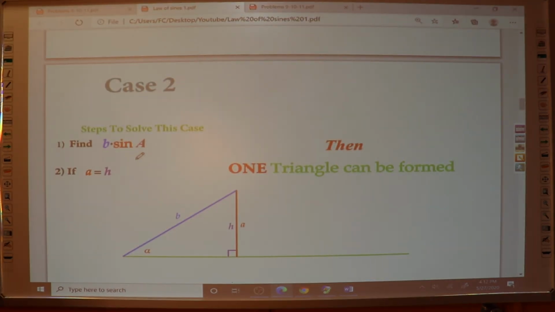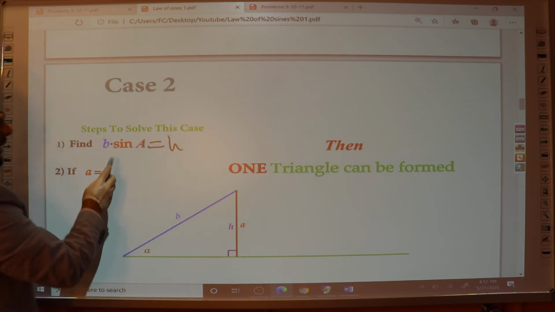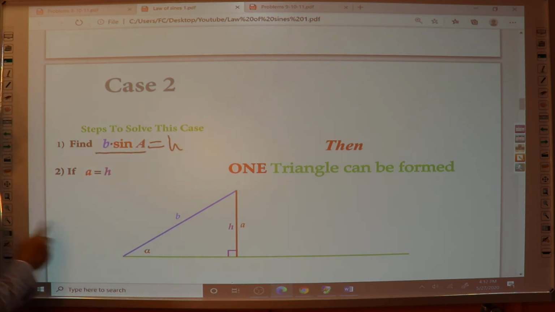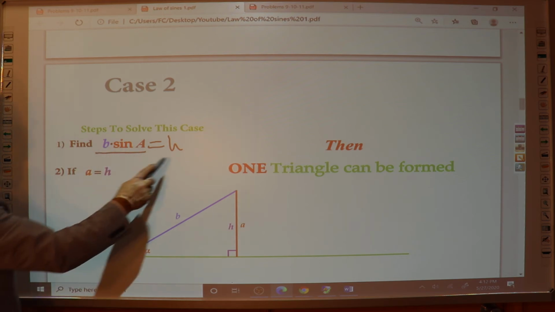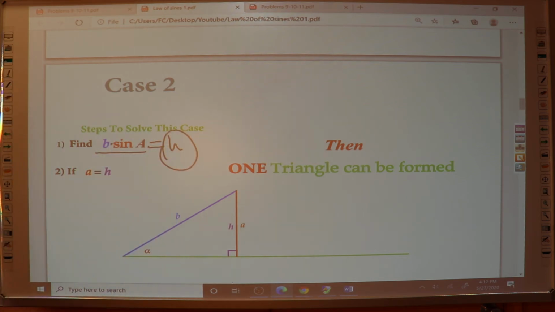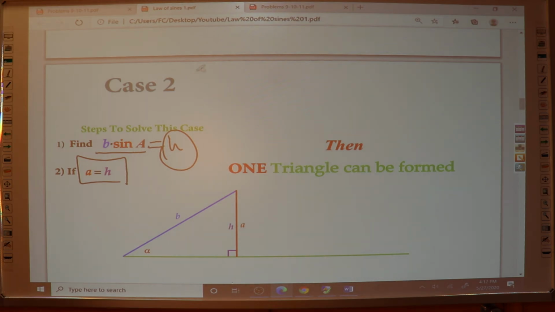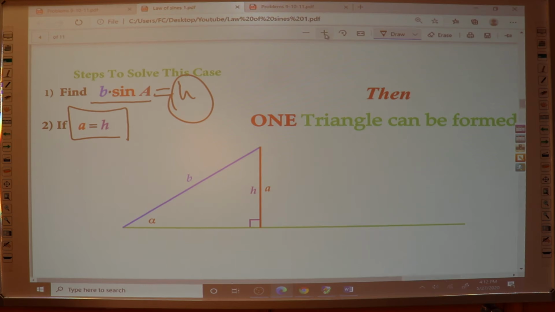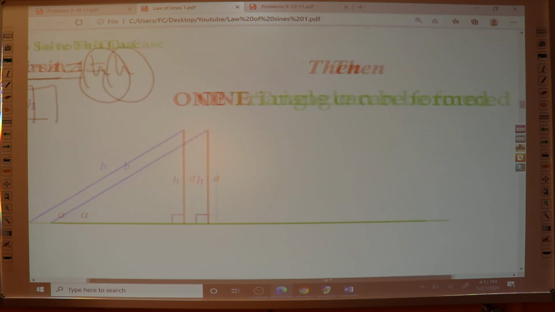Case 2. We said B sine A equals the H. When you multiply B times sine A, that gives you the H. And you found that A and H are exactly the same value. Right? What this means for you guys is one triangle can be formed.